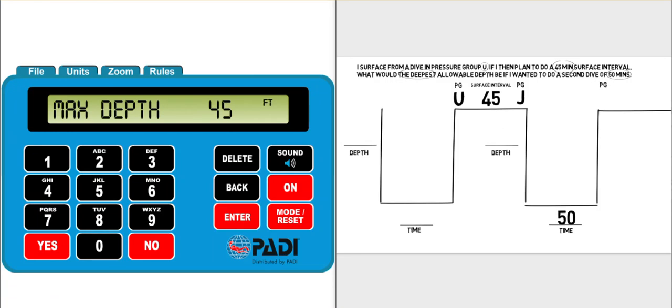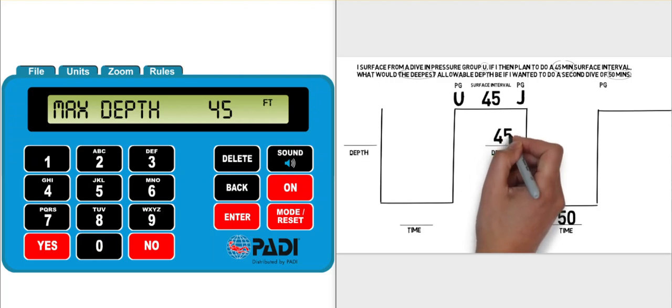So the correct answer to this question, my maximum depth would be 45 feet. That is the correct answer to this particular question.